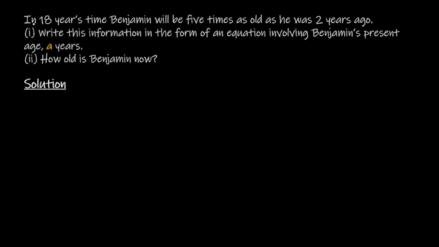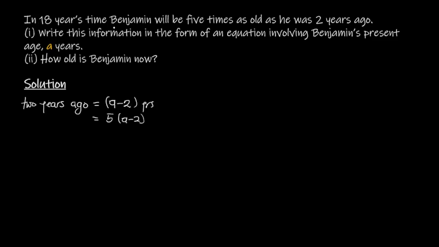Now we were told that in 18 years time, Benjamin will be 5 times as old as he was 2 years ago. Okay, so 2 years ago, since we are to represent Benjamin's age with A, it means 2 years ago Benjamin was A minus 2 years. This was his age 2 years ago. Now we're told that 5 times as old as he was 2 years ago means that will be 5 multiplied by A minus 2.